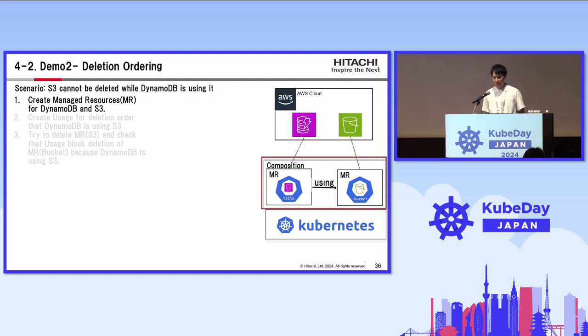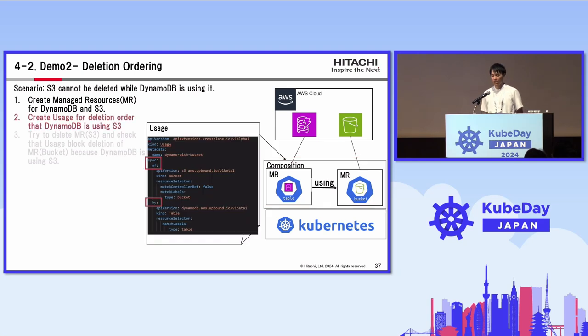The second scenario of the demo is showing deletion ordering. We will show you a use case where S3 cannot be deleted while DynamoDB is using it. At first, I will create two managed resources. One is a DynamoDB table, and the other is an S3 bucket. Second, I will create a usage object for deletion order. In this presentation, we defined the Bucket kind in the of field and the Table kind in the by field. So, usage blocks the deletion request to the S3 bucket.